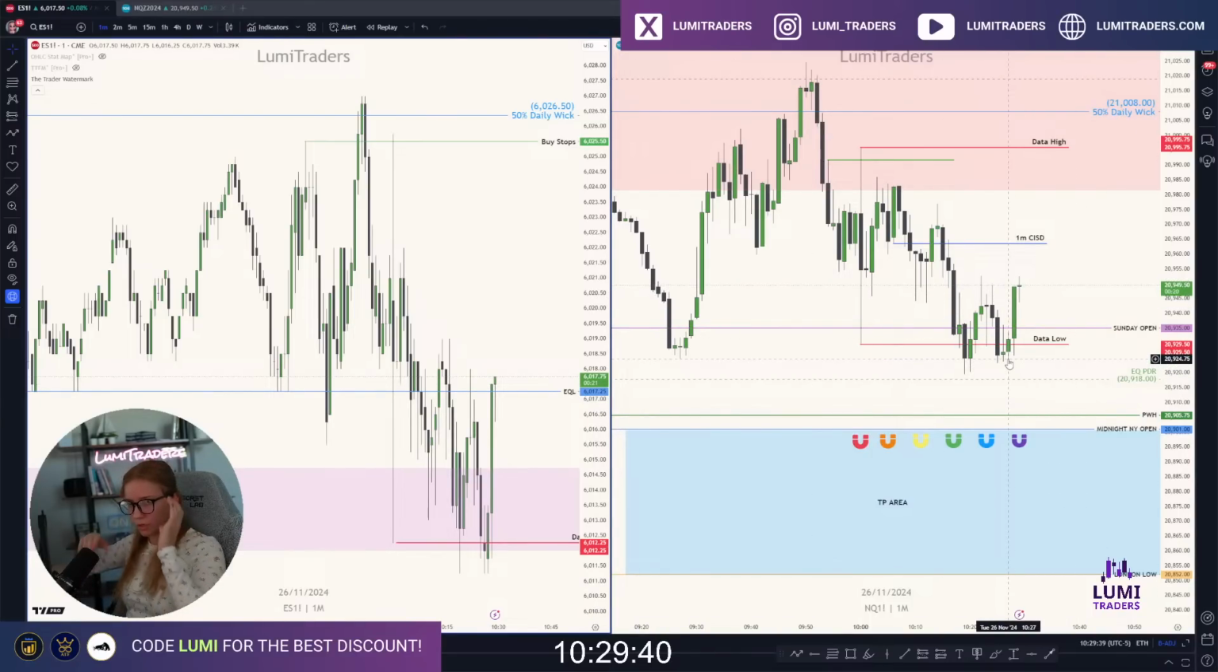So far, trying to react from data low. Well, I want to see an attempt, at least another attempt to move us lower to New York midnight open. But if nothing, then I'm going to wait for a 5-minute bullish order block to wait for reversal from this data low.